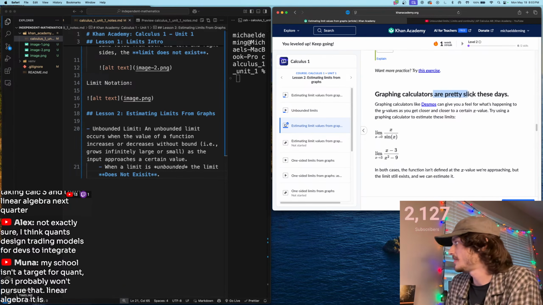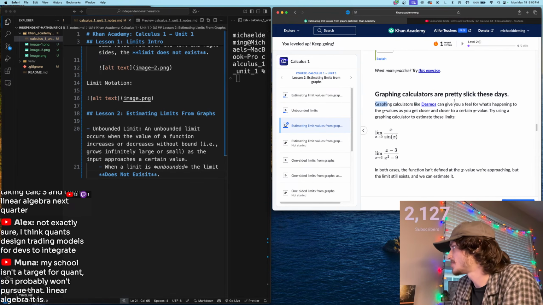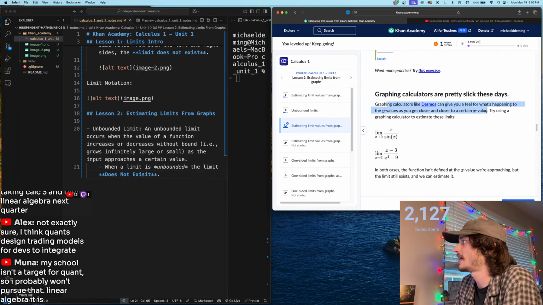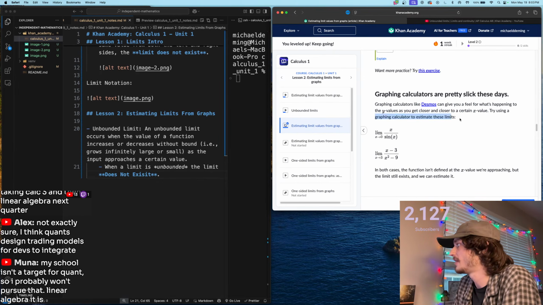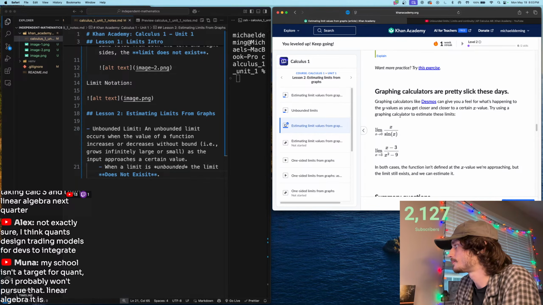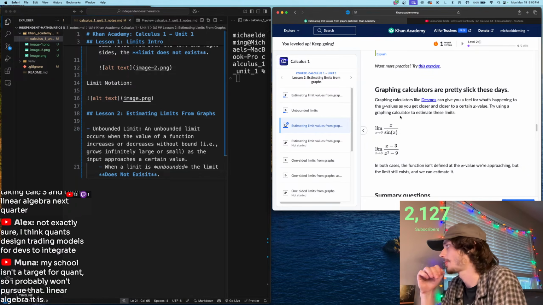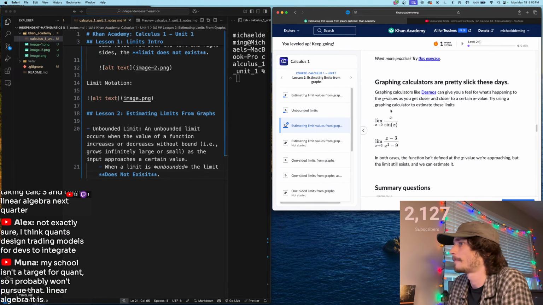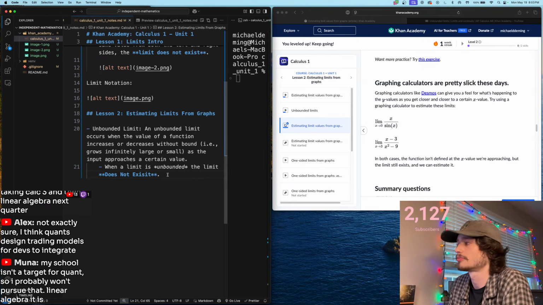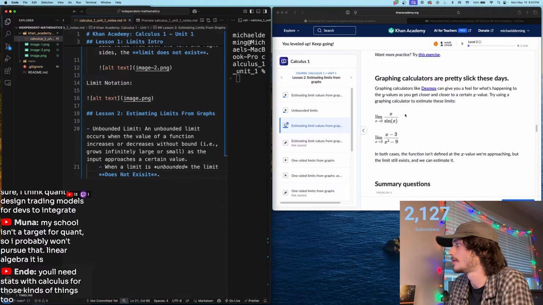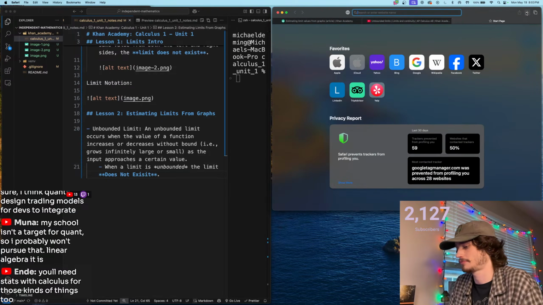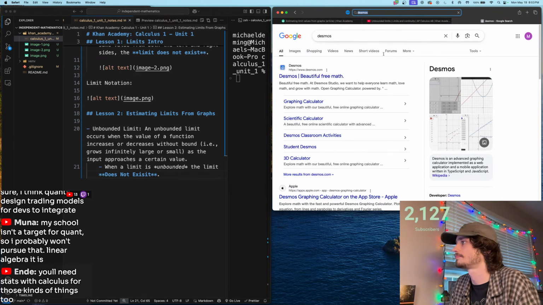Graphing calculators are pretty slick these days. Graphing calculators like Desmos can give you a feel for what's happening to the y values as you get closer and closer to a certain x value. Try using a graphing calculator to estimate these limits. Okay. I guess we'll go to Desmos.